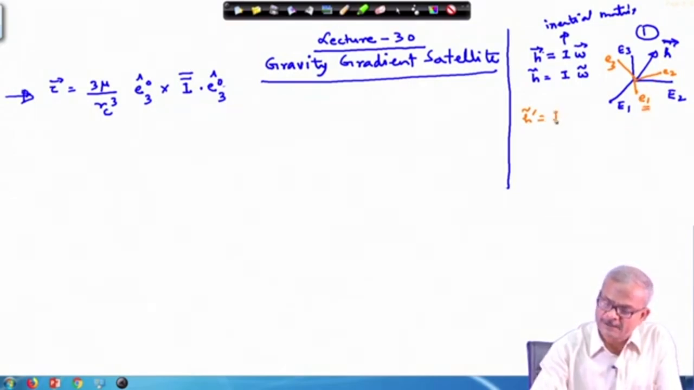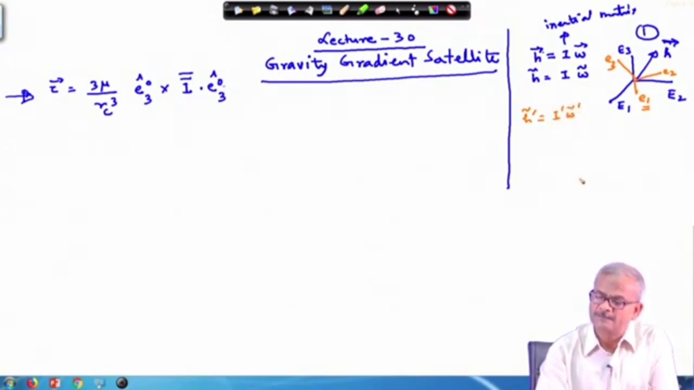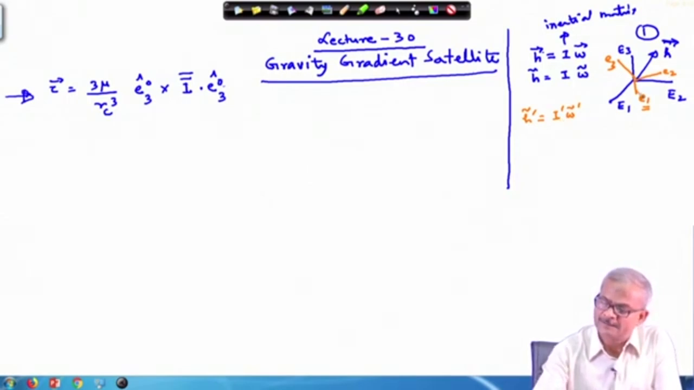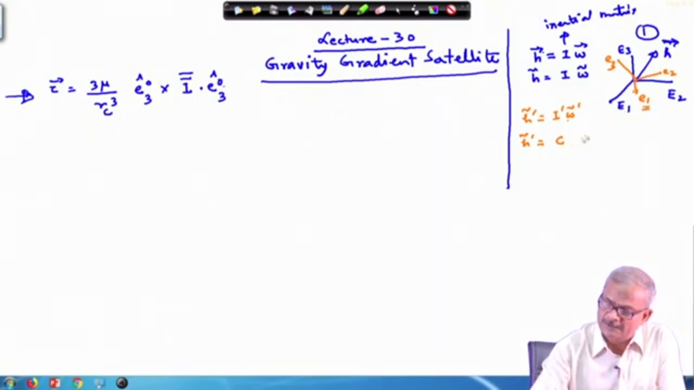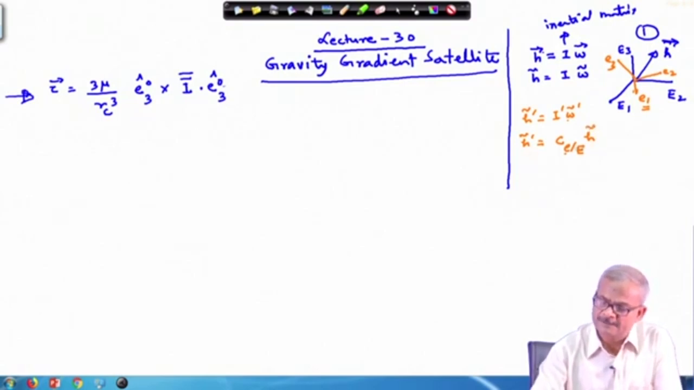H tilde prime, I can write as I prime times omega tilde prime, where I prime is the inertia matrix in this frame, because as the frame changes, the inertia matrix will also change. Also, we are aware that H tilde prime can be written using C, the transformation matrix from the capital E frame to the small e frame. So H tilde can be described in this way. In the same way, omega tilde prime can be written as C small e slash E times omega tilde.